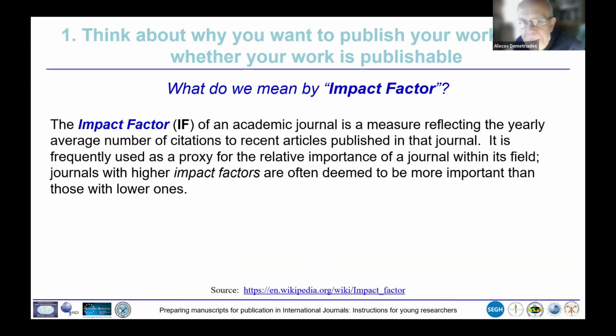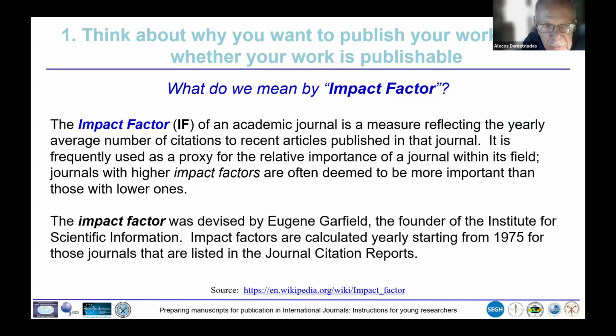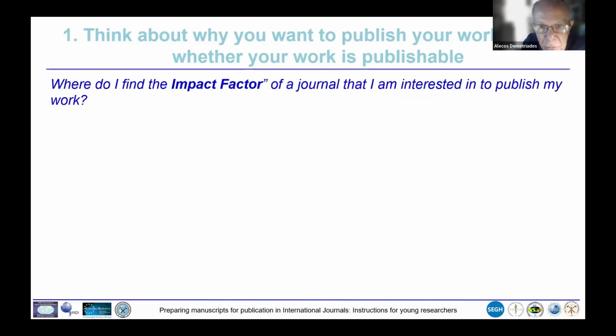The impact factor of an academic journal is a measure reflecting the yearly average number of citations to recent articles published in that journal. It is frequently used as a proxy for the relative importance of a journal within its field. Journals with higher impact factors are often deemed to be more important than those with lower ones. The impact factor was devised by Eugene Garfield, the founder of the Institute for Scientific Information. Impact factors are calculated yearly starting from 1975 for those journals that are listed in the journal citation reports.